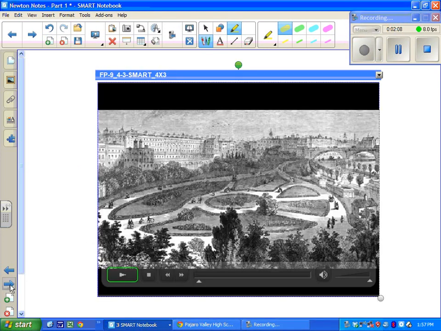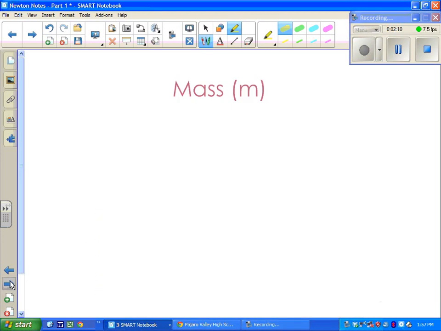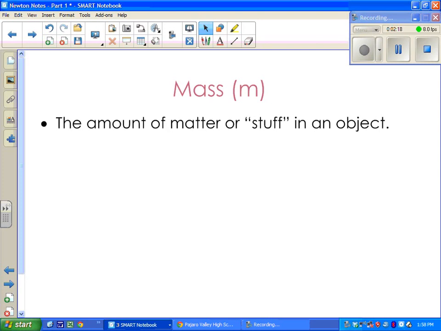So the first thing we're going to talk about is mass. The symbol for mass is an M. And mass is the amount of matter or stuff in an object. It is the number of protons, electrons, atoms. It's actually how much stuff is present there. And the units are kilograms. We could also use grams for this, but it will be kilograms.